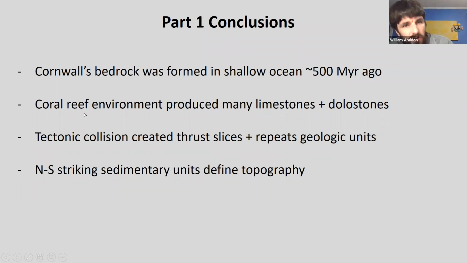That ocean was a coral reef environment that produced a lot of limestones and dolostones. The tectonic collision created thrust slices and repeats a lot of the geologic units in Cornwall. And a lot of those north-south striking sedimentary units are what really define the ridge and valley topography in Cornwall.